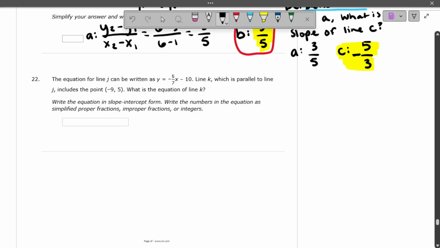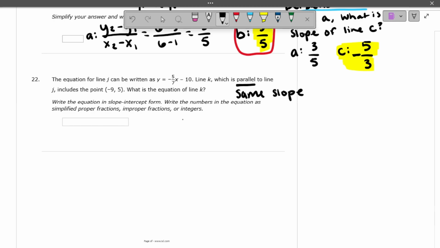So let's scroll down to 22. The equation for line J can be written as y equals negative 5 over 7x minus 10. Line K, which is parallel to line J, includes the point negative 9, 5. What is the equation of line K? So there's a lot of information here. First off, I see the word parallel. This means same slope.